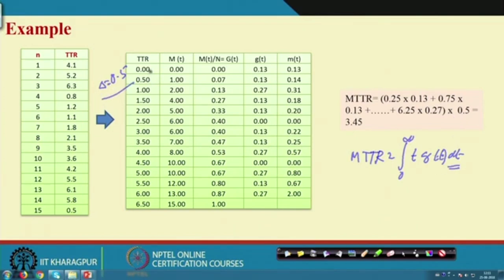Then what will be the t values? The t values will be in between, so here 0.25 for the first one, then 0.75 for the next, and similarly the last one, 6 plus 6.5 by 2, 6.25. And what are the g(t) values? The g(t) values for the first one are 0.13, for the second one again 0.13, and the last one 0.27. And the dt or delta value is equal for all the cases. So, that is why we have multiplied it finally, and you are getting this value. This is the mean time to repair. On an average, if a component has failed, then on an average a failed component will be repaired by this unit of time. This is the average time.